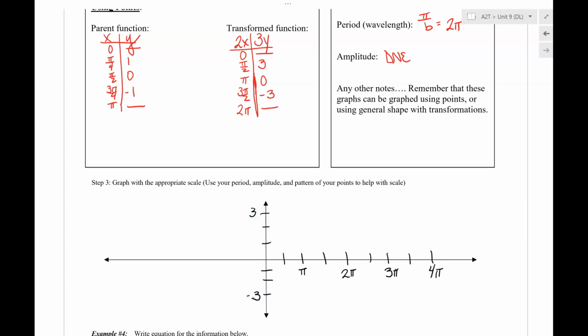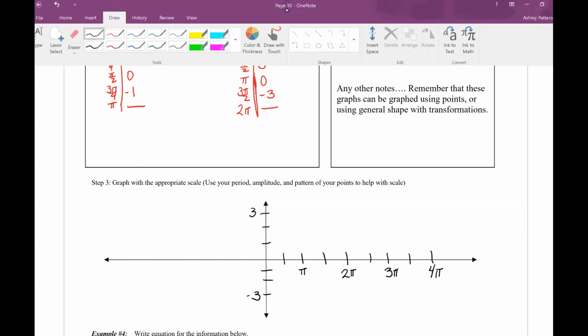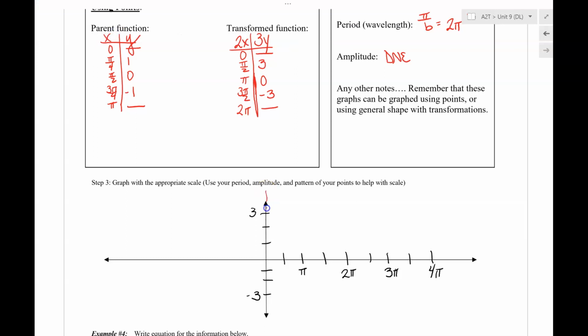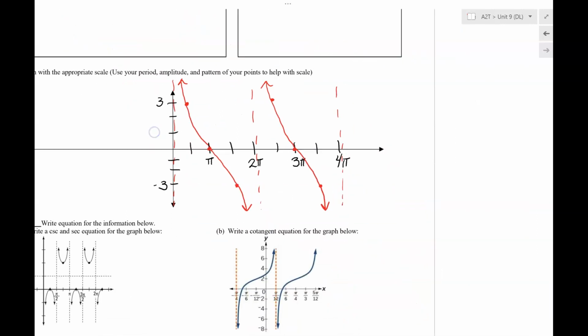How do I know that? Because of my transformation chart and because a is 3. All right, so I have an asymptote at the y-axis. I have an asymptote at 2 pi, and then there will be one at 4 pi when the pattern repeats. I have at pi over 2 a point at 3, 0, negative 3, 3, 0, negative 3. And then I'm going to connect them, and they go on forever. Nice. All right, do not cross your vertical asymptotes, ladies and gentlemen.